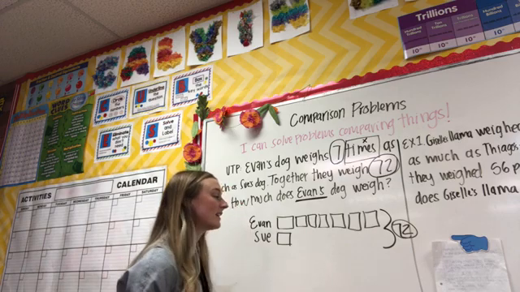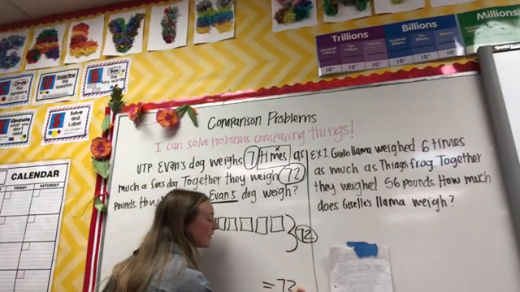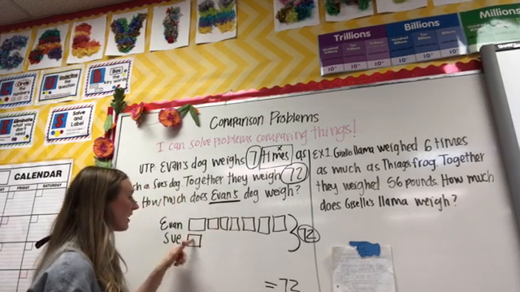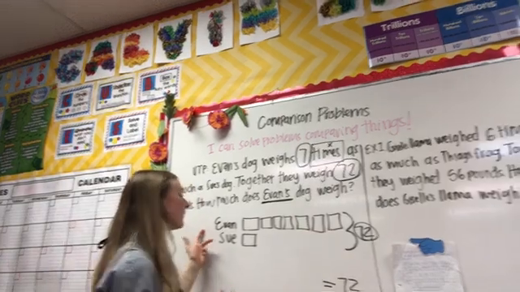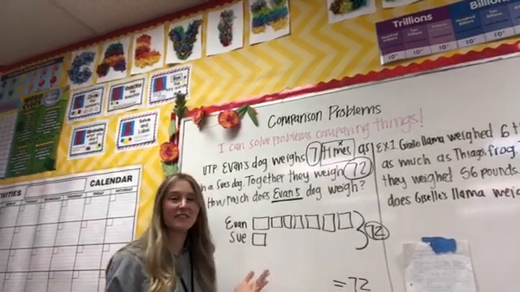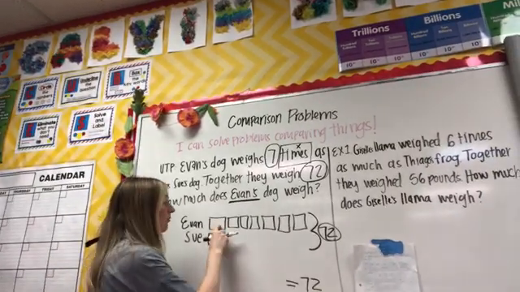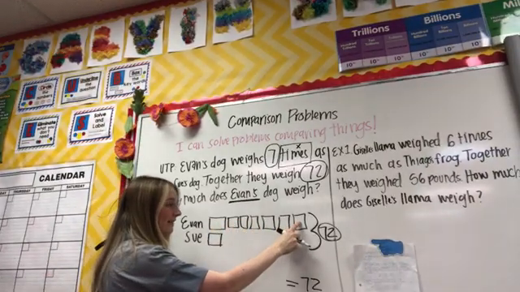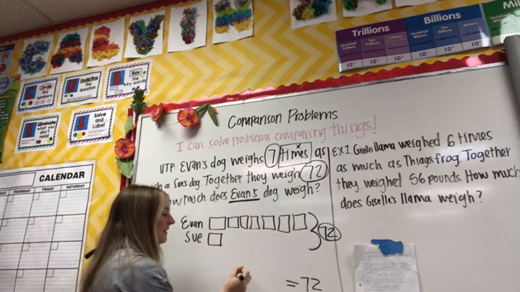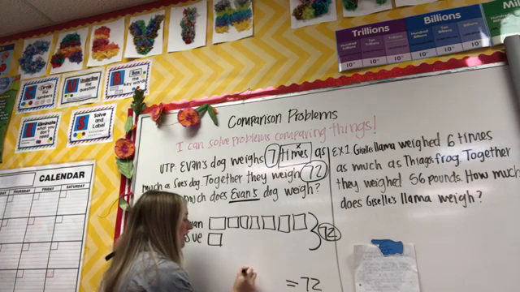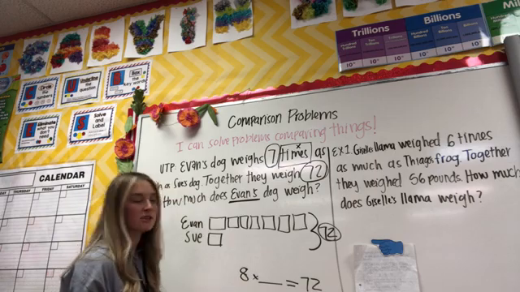Okay, so we have to think. If we want something to equal 72 pounds, we've got to figure out what each of these boxes stands for so we can figure out how many pounds Evan's dog weighs. So how many boxes do we have total? We have 1, 2, 3, 4, 5, 6, 7 for Evan and then 1 for Sue. So we have 8. So we need to think: 8 times what is going to give us 72?